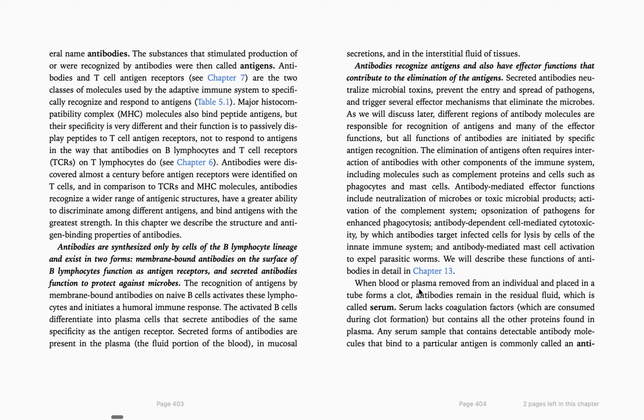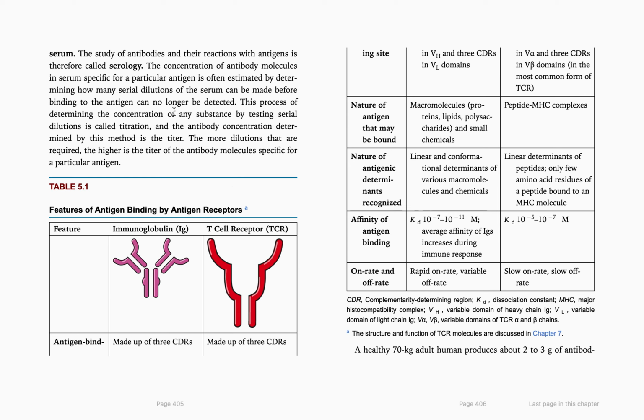When blood or plasma removed from an individual is placed in a tube, it forms a clot, and antibodies remain in the residual fluid, which is called serum. Serum lacks coagulation factors, which are consumed during clot formation, but contains all other proteins found in plasma. Any serum sample that contains detectable antibody molecules that bind to a particular antigen is commonly called an antiserum. The study of antibodies and their reaction with antigen is therefore called serology.